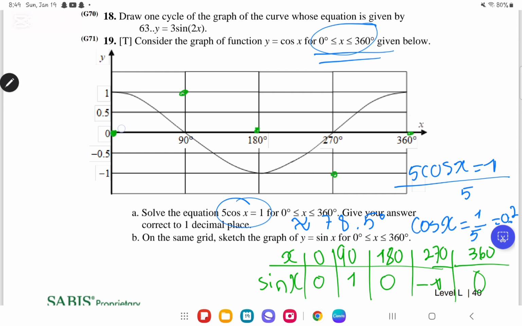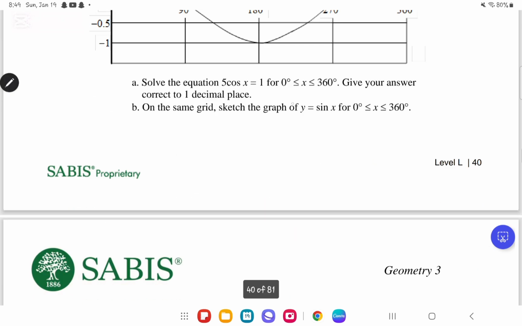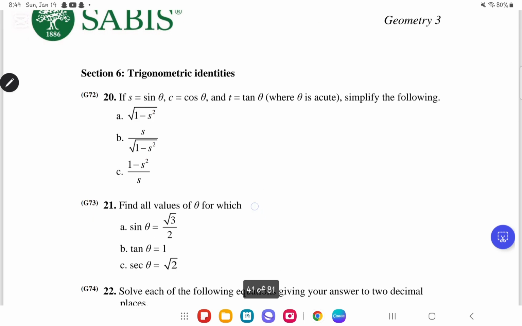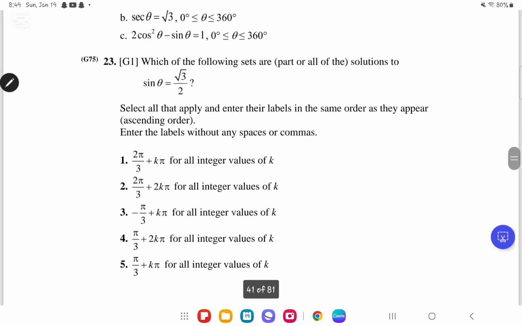When we draw the graph, it looks like this. Okay, so these are just some important steps I wanted to cover before moving on. So 4.6, we have grid number 23. Over here, they asked us for the value of sine theta is equal to radical 3 over 2.